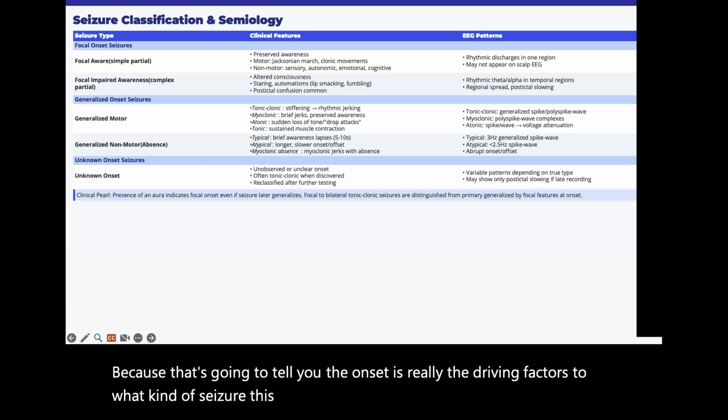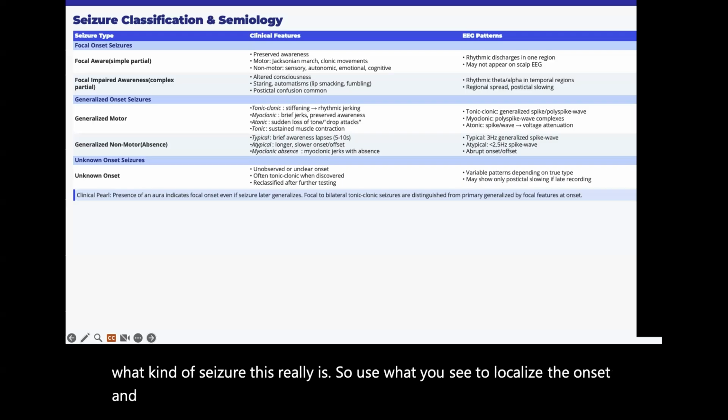So use what you see to localize the onset, and then use onset to select the right diagnostic pathway.